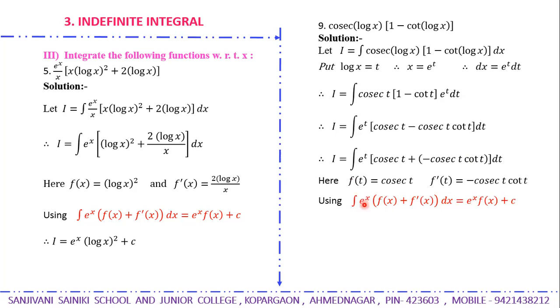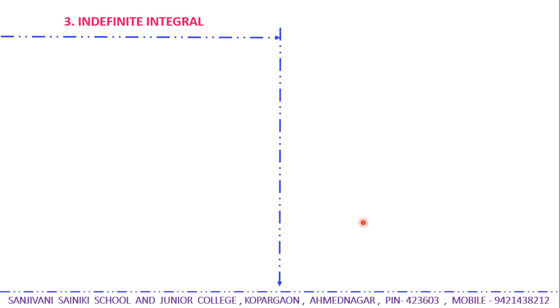So ∫ e^x [f(x) + f'(x)] dx is given by e^x f(x) + c. So you get e^t cosec t + c. But again, what is t? t is nothing but log x. So e^(log x) is nothing but again x. So x cosec(log x) + c is the solution of the given problem.